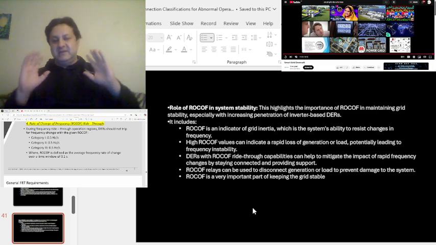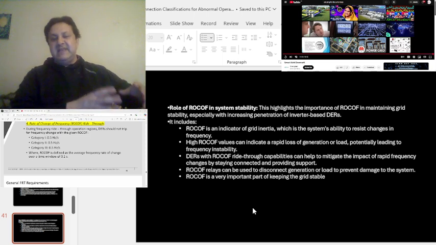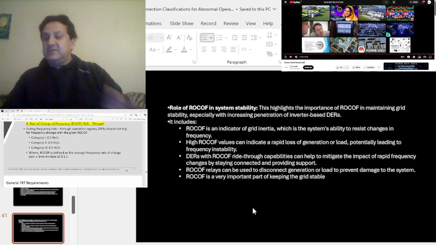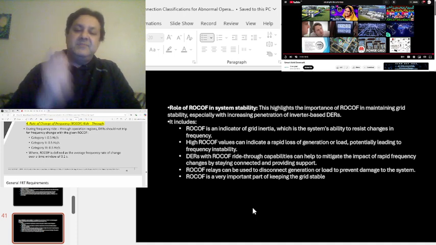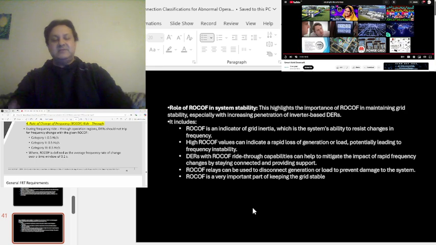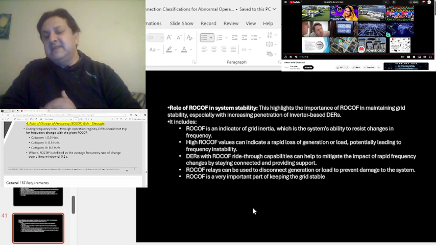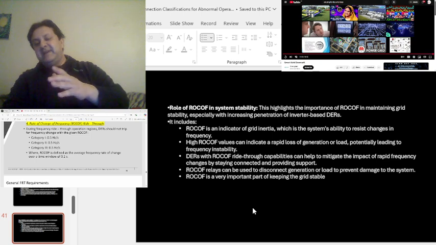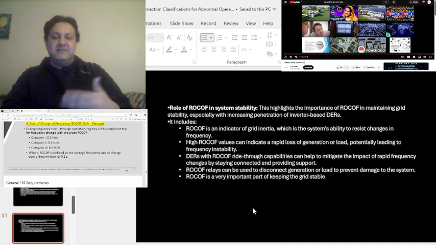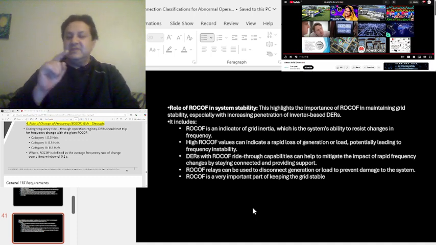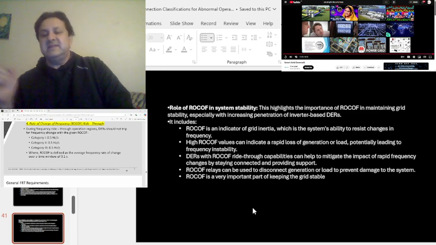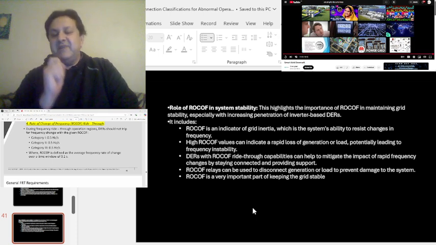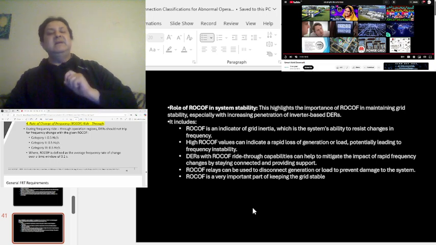So DRs with rate of change of frequency ride-through capabilities can help to mitigate the impact of rapid frequency changes by staying connected and providing support. Also, rate of change of frequency relays can be used. These relays are used to disconnect generation or load to prevent damage to the system, because if the change is very rapid, we have to have the relays that can disconnect the generation or the load. Finally, rate of change of frequency is a very important part of keeping the grid stable.